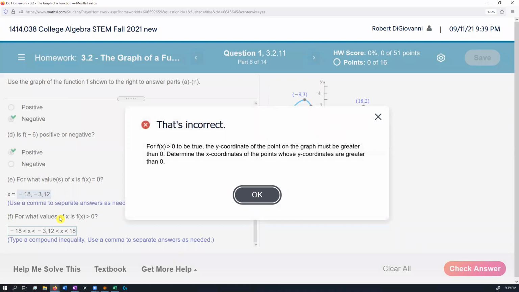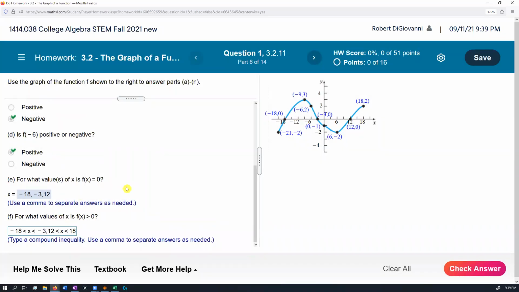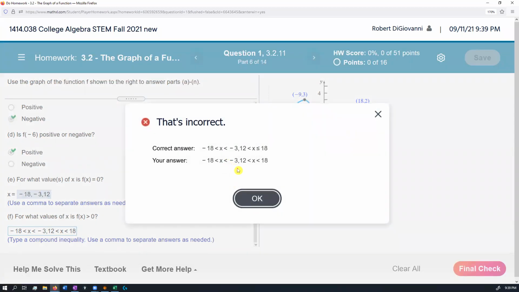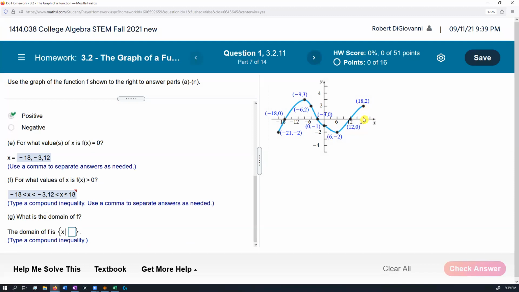Uh-oh. Hold on. 12 to 18, and then x between negative 18 and negative 3. What's the problem? Let's check it again one more time. Oh, yes. Okay, my mistake. At 18 the function is greater than 0. Sorry, I had a brain fart. You can tell at 18 it is positive still. We did this in class, so.